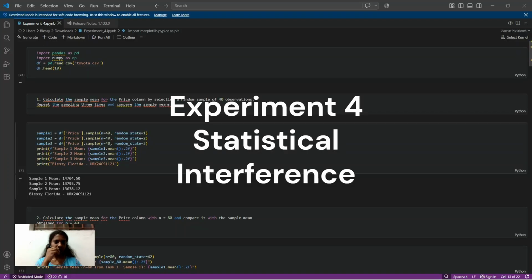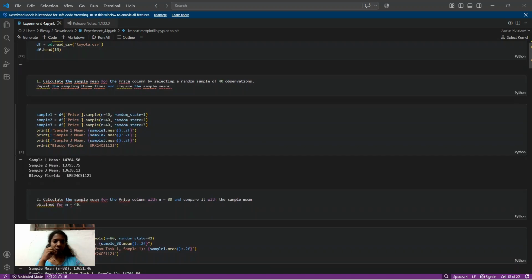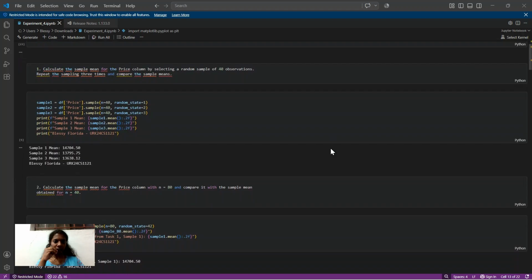Everyone, today we are going to see experiment number 4, which is statistical inference. Mainly in this experiment, we will do the mean, median, and mode of the given data, the CSV. In the first question, we are going to calculate the sample mean of the price column by selecting a random sample of 40 observations. Here we have random states 1, 2, and 3, and the n value is 40, that is the random sample of 40 observations.